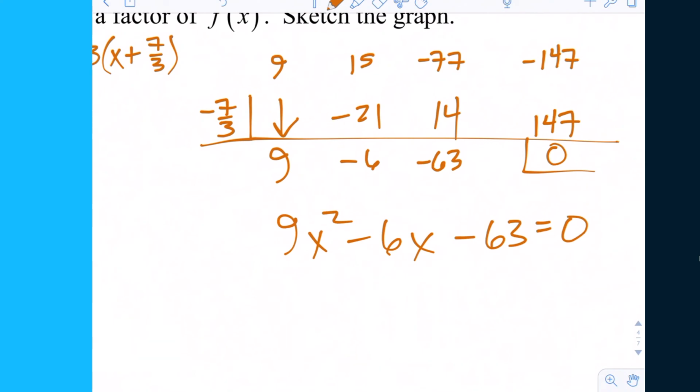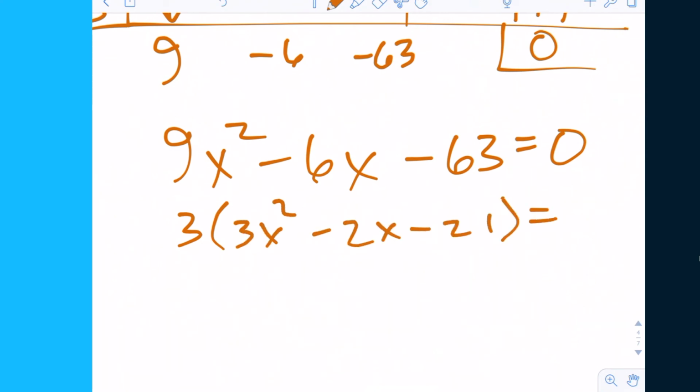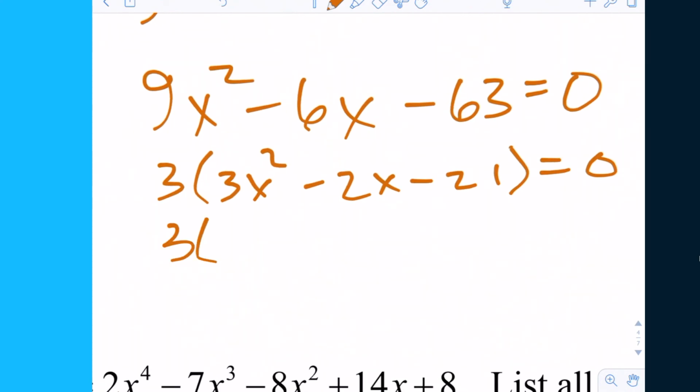9x squared minus 6x minus 63 equals 0. Now we try to solve that by factoring. What's the first rule of factoring? Common factor. What's common? 3. So that leaves us 3x squared minus 2x minus 21, still equaling 0. And this is the fun type to factor, if it factors at all. If not, we still have the quadratic formula.